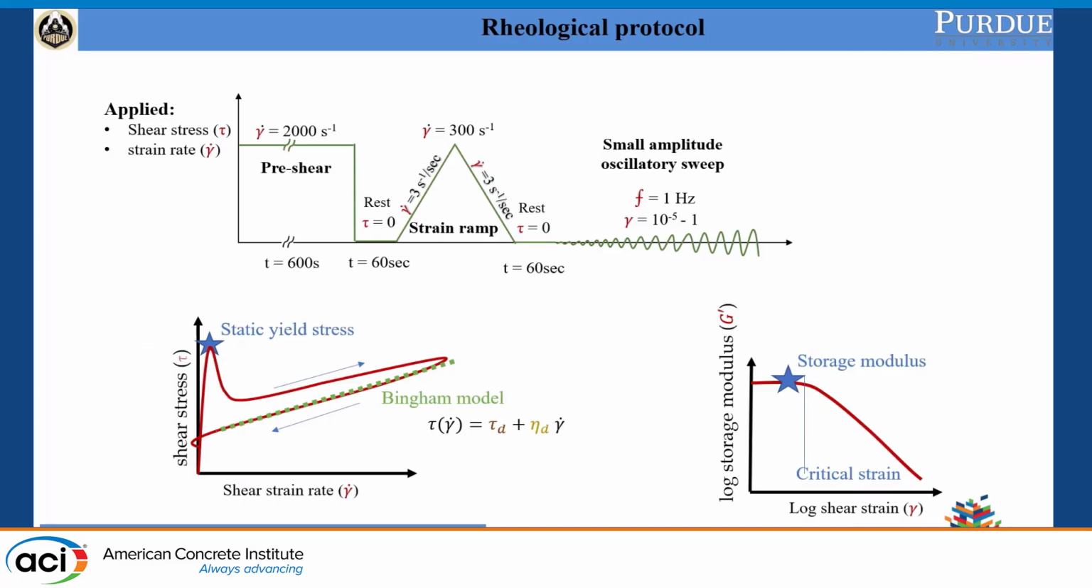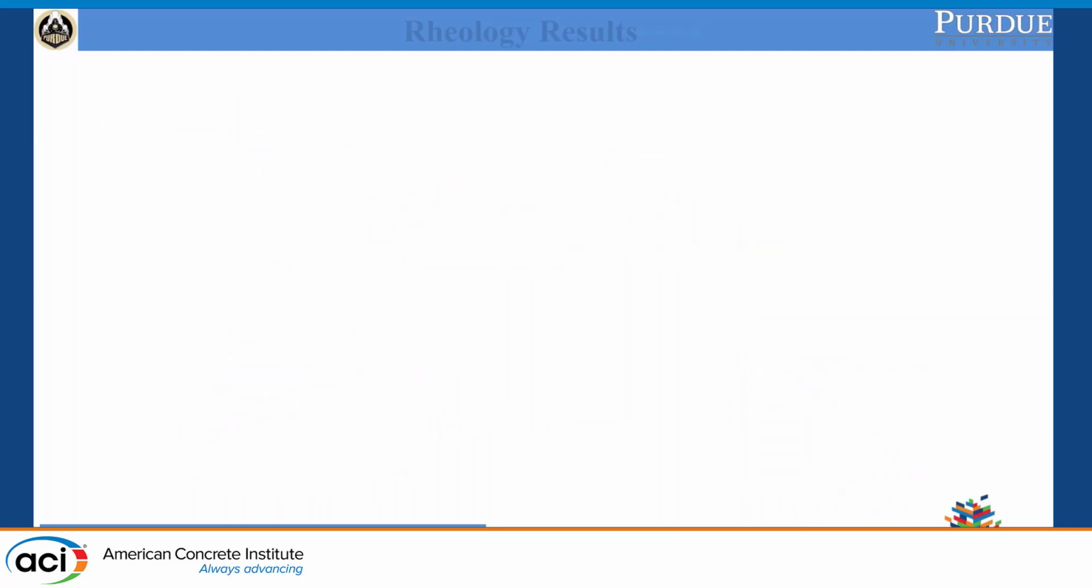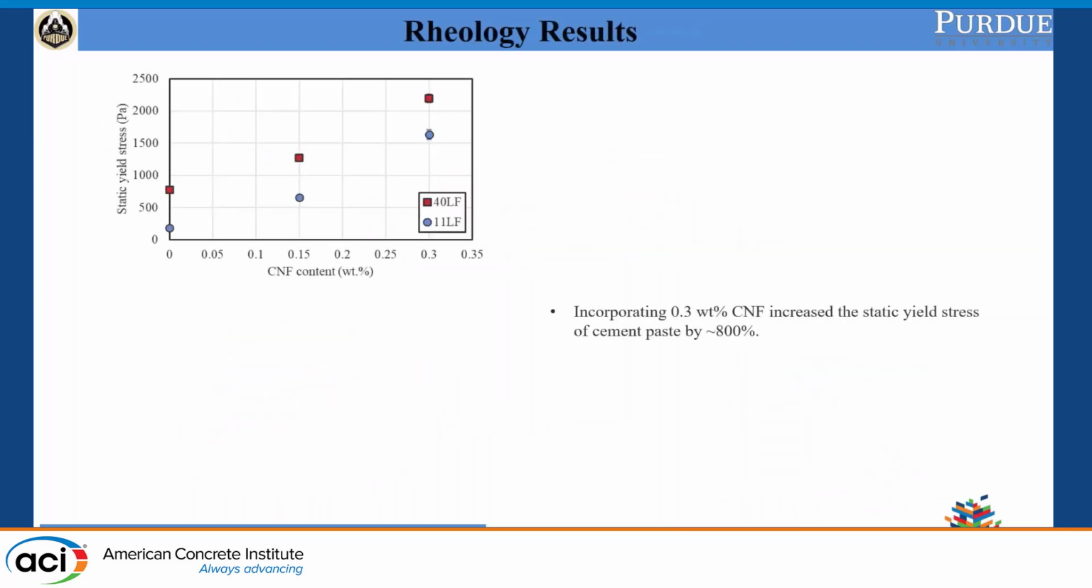So let's come to the next slide. This is our rheology protocol. We start with a pre-shear to make sure all the material is in the same static state before we test, and then we induce a shear ramp. After that, we apply a small amplitude oscillatory sweep to test the storage modulus. So let's look at some of the rheology results.